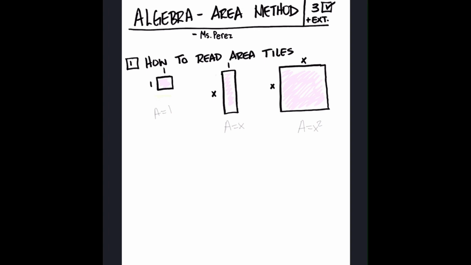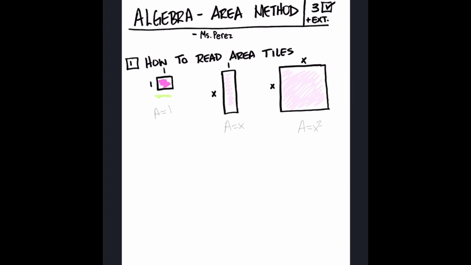So in number 1, I will teach you how to read area tiles. You might be asking, what are area tiles? So area tiles are just an area inside a box. And for the first one, we could see, which is this one, that's a 1 by 1. So this means that, let me shade it in.